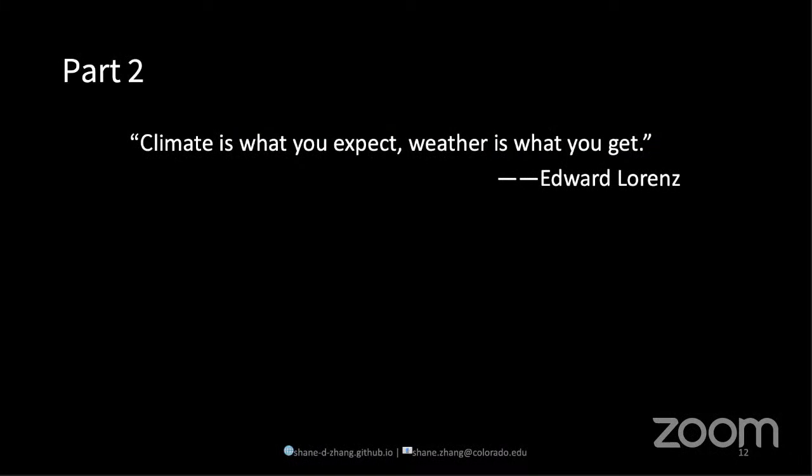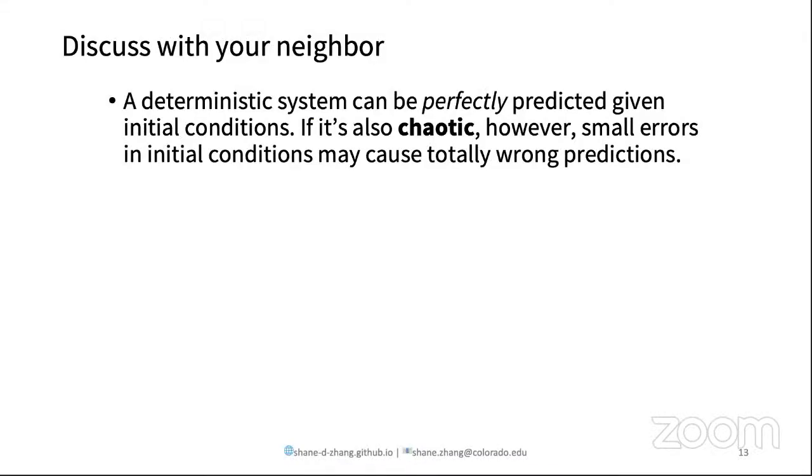So far, we have talked about the basic physical processes of the Earth's climate, but you probably know that weather seems very hard to predict, and how will that affect our prediction of climate? To quote Lorenz, climate is what you expect, and weather is what you get. Weather is hard to predict, primarily because it's chaotic. By chaotic, I mean a deterministic system that can be perfectly predicted given initial conditions. However, if it's chaotic, then small errors in initial conditions may cause totally wrong predictions.